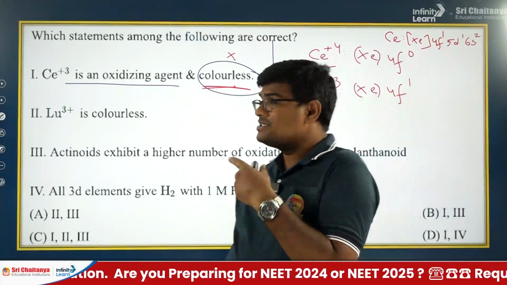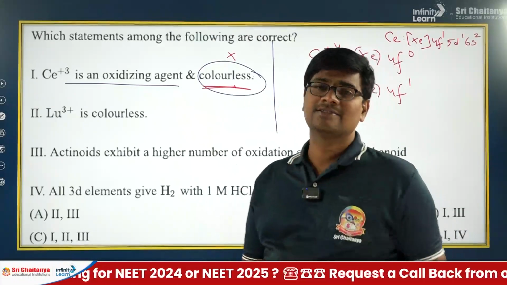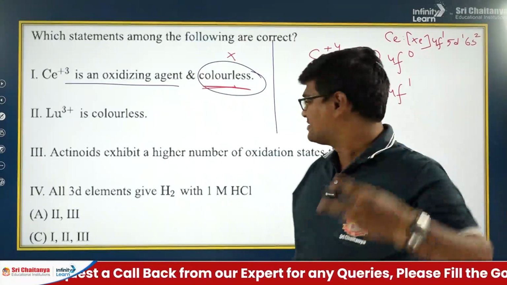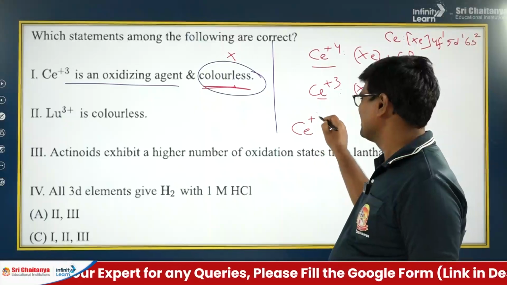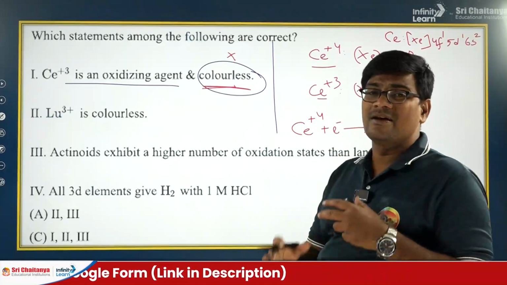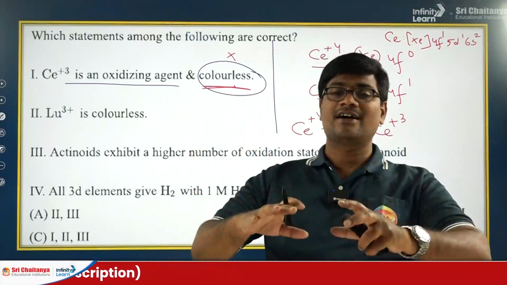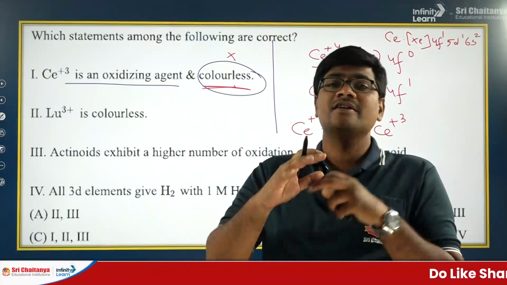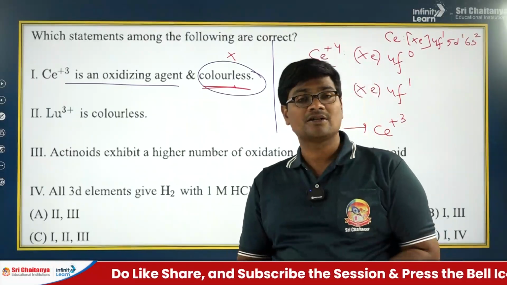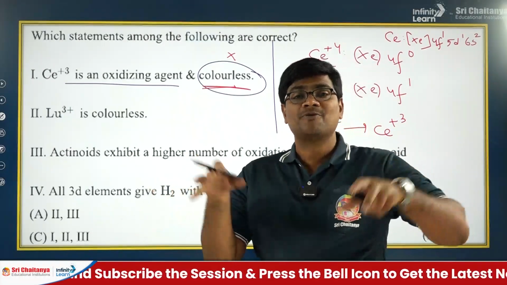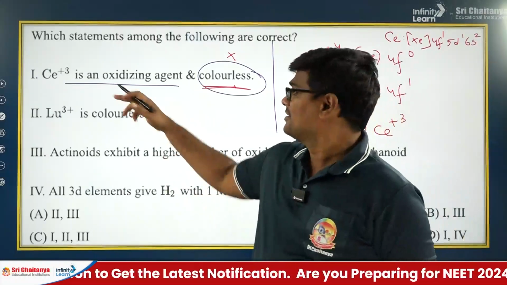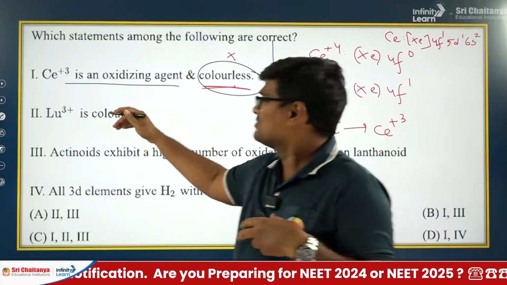Next one, it is an oxidizing agent. Please keep this in mind. In case of lanthanides, +3 is the more stable state. If +4 is there, it tends to gain an electron and convert into +3. That means cerium +4 gains an electron and converts into +3, so cerium +4 is the oxidizing agent but not cerium +3. Cerium +4 is the oxidizing agent, also colorless because it does not have any f electrons. Therefore, cerium +3, as they have mentioned, is incorrect.